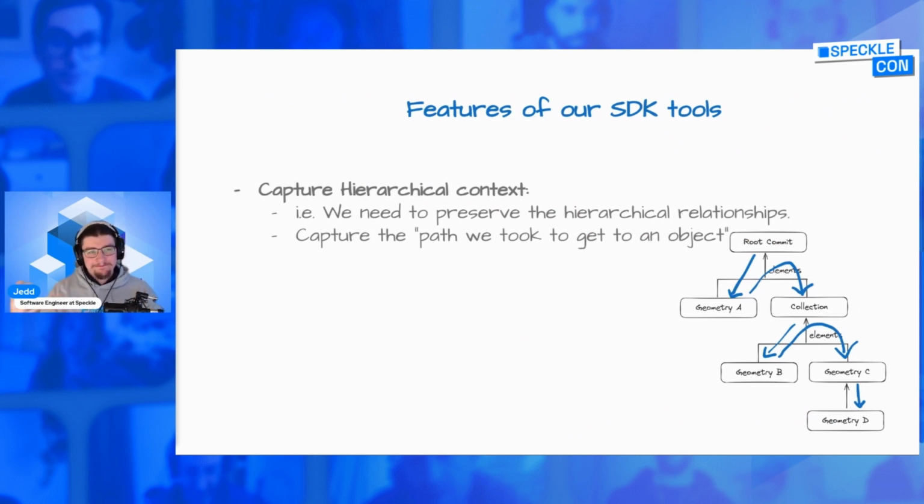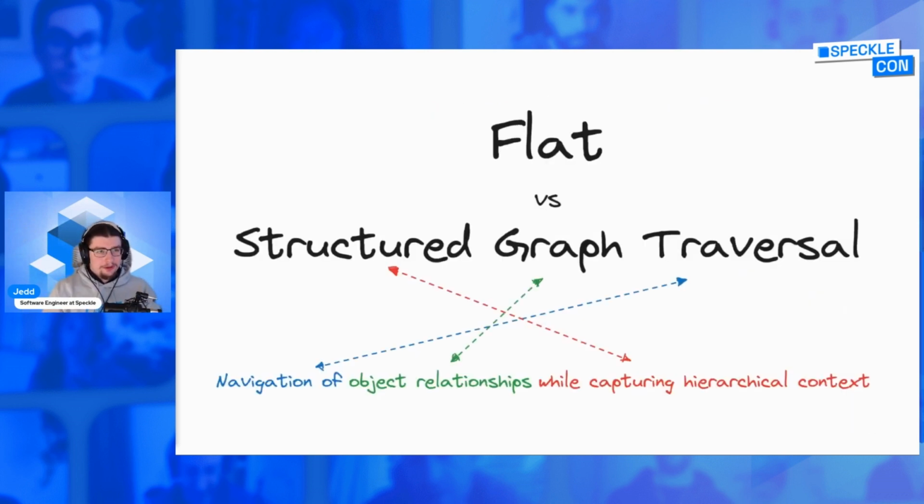And so we need some tooling, right, to be able to capture that path that we took while traversing, to keep track of that path for each of the objects. And we can then use that to walk back up the path to navigate with context of where an object sits within the graph. And so this is what we refer to as structured graph traversal, which is a fancy word for just the navigation of objects while capturing hierarchical context.